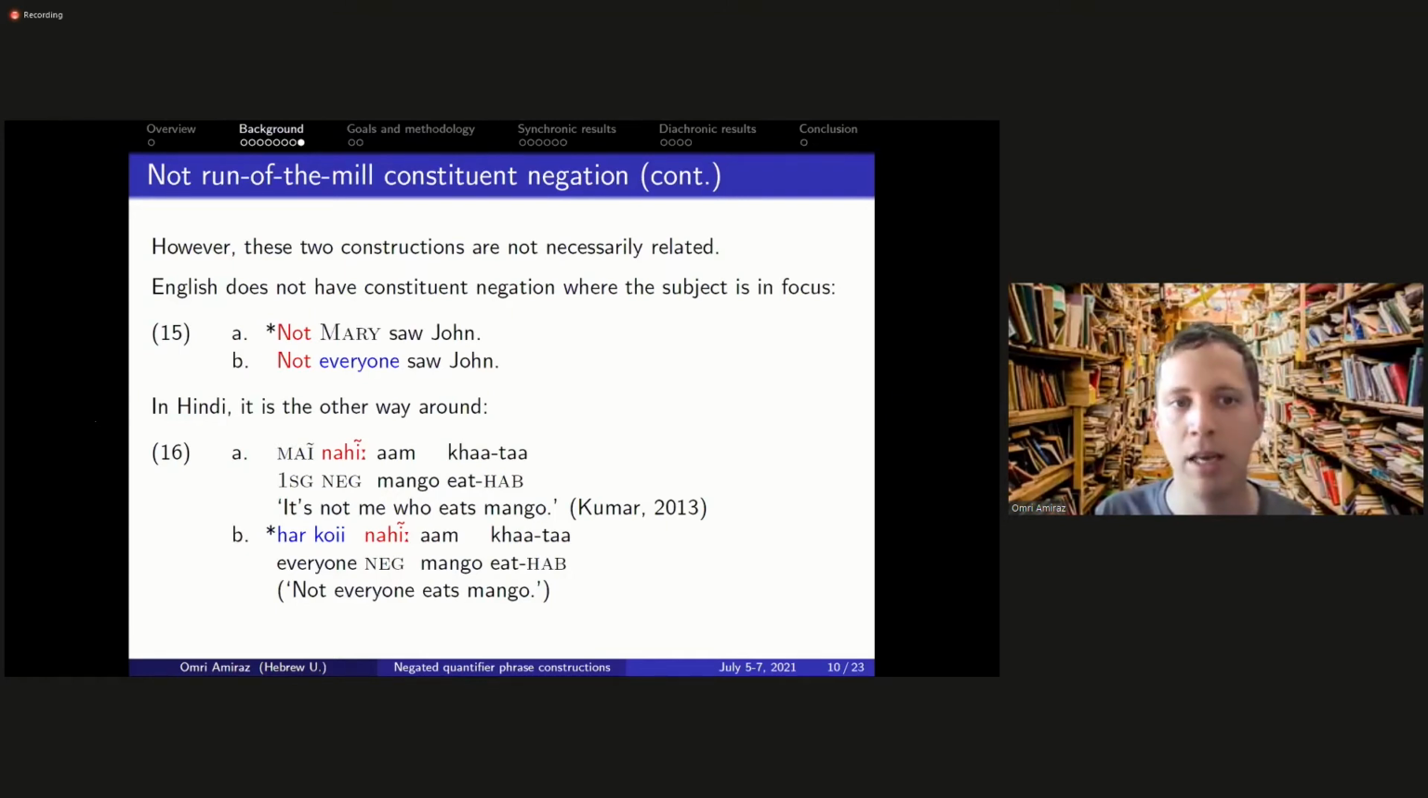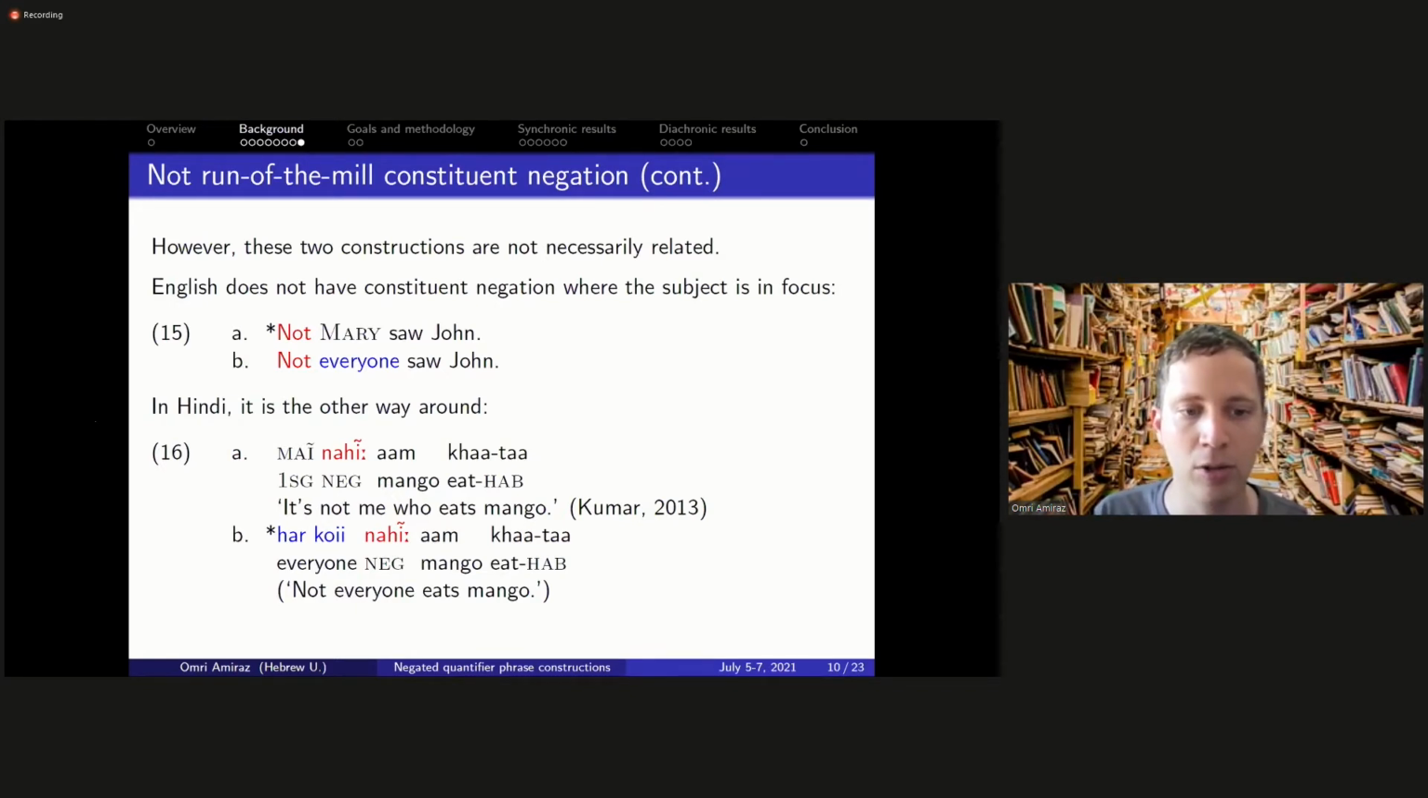English doesn't have constituent negation where the subject is in focus. So you cannot say "not Mary saw John" in the sense that it wasn't Mary who saw John. But you can say "not everyone saw John." You can put negation before the quantifier.